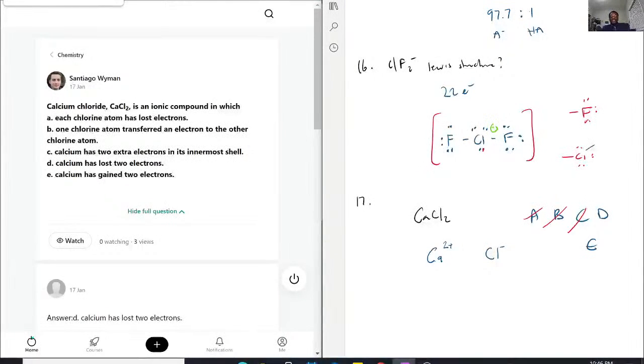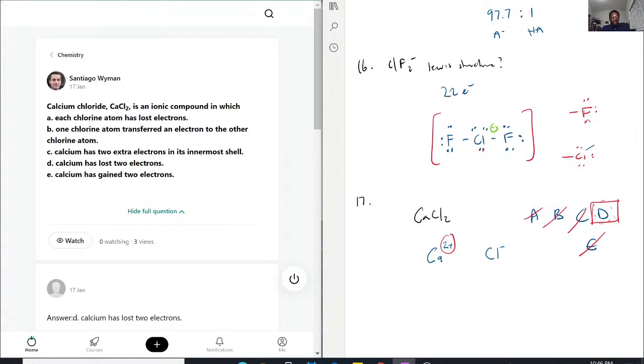Calcium has lost 2 electrons. So that's the one I think I can agree on, because as we saw with the 2 plus, that means there's a loss, and the 2 means that there's 2 electrons lost. So it's looking like D so far, okay? And E says actually opposite, calcium has gained 2 electrons. In that case, that is definitely incorrect, because as you can see here, we have the 2 plus, not 2 minus. So that being said, the only viable answer here is D.